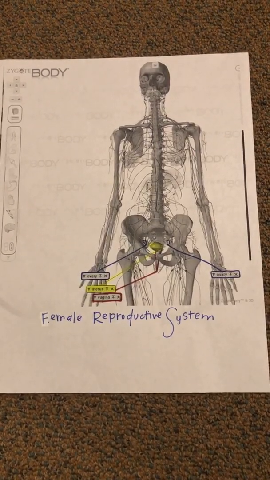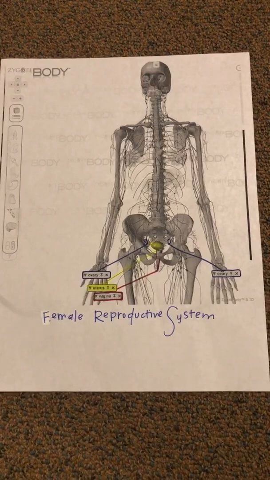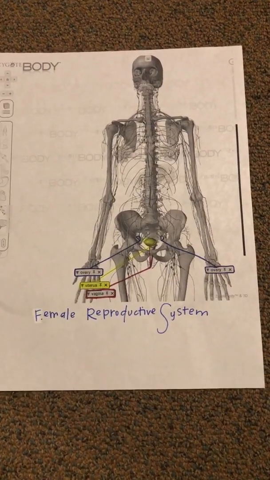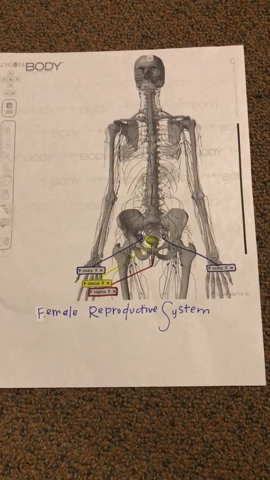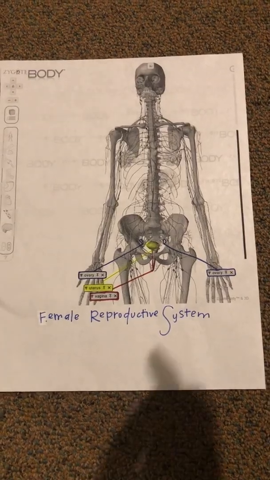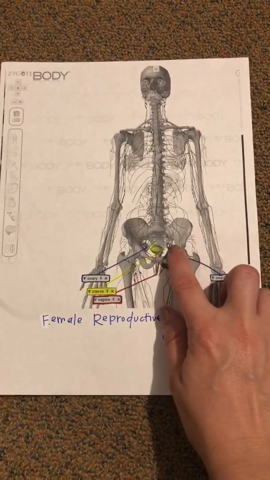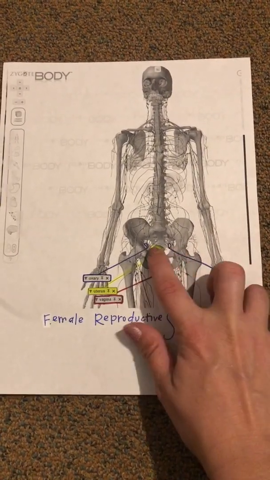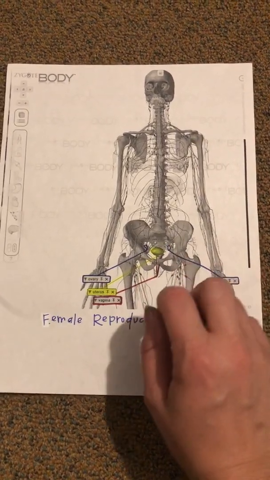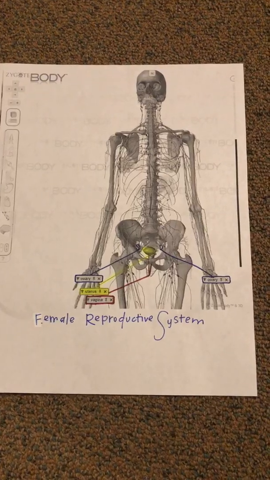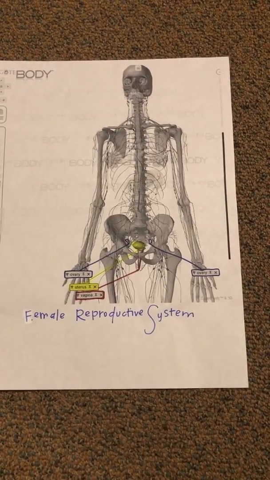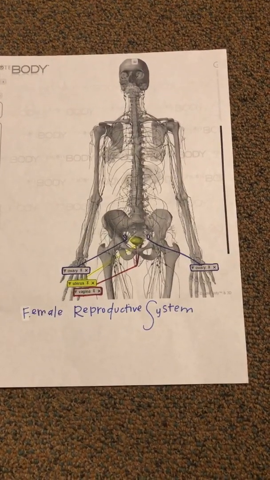So this is a screenshot printed right from the Zygote Body website, and I have pinpointed three major structures of the female reproductive system, and I'll tell you a little bit about each. So first is the ovaries, and there is one right here on either side of the body. The female body has two ovaries. They're located on either side of the uterus, and they're held on by a membrane lining.